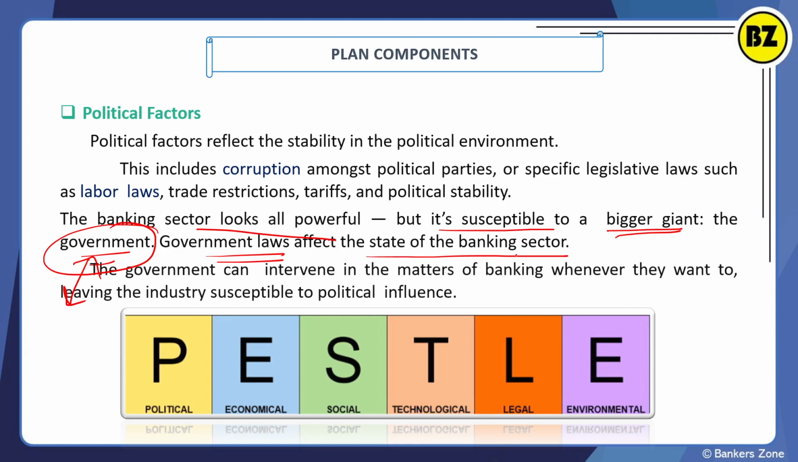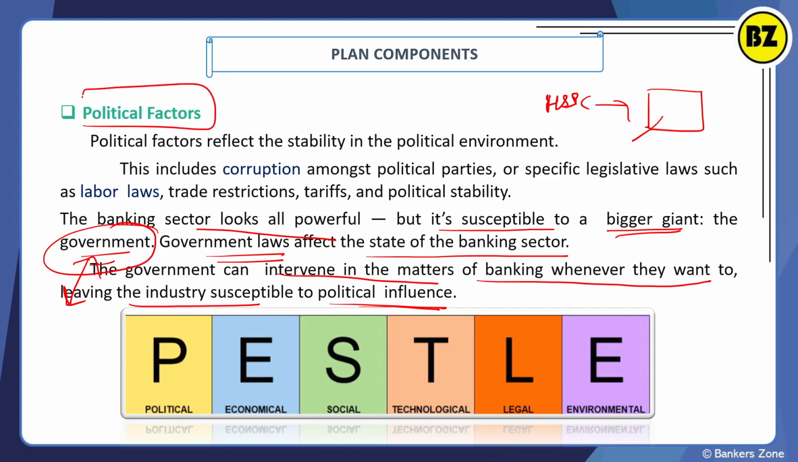The government can intervene in banking matters whenever they want, leaving the industry susceptible to political influence. So if any foreign bank, say HSBC from Hong Kong, wants to open branches in India, they will check the political factors in India: what is the corruption, what are the labor laws, what are the trade restrictions and tariff taxes, what is the political stability. These factors are nothing but the political factor.